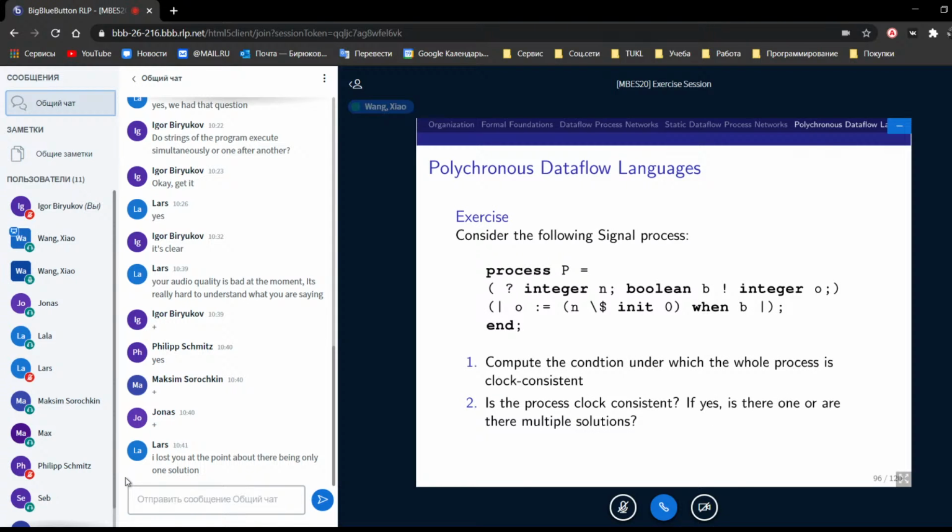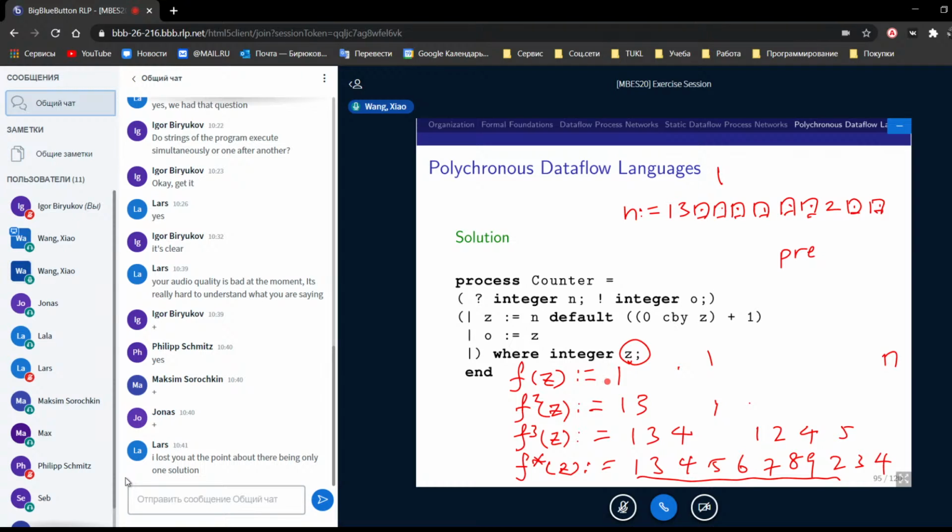The only situation where it might be problematic and have multiple solutions is when we have these equations that depend on each other. So we need to compute the fixed point, right? And when we are computing the fixed point in Signal, we might run into multiple solutions, and we need to narrow down the solution to one by defining a clock constraint.